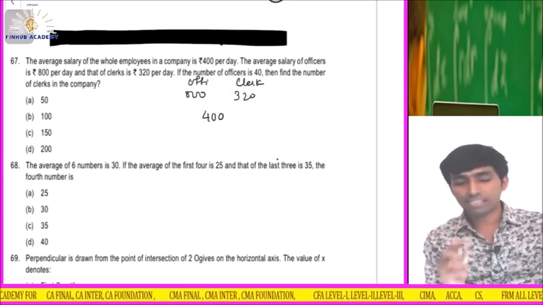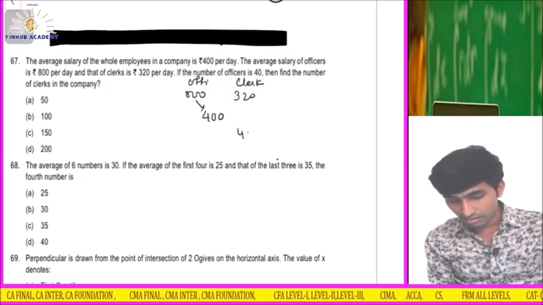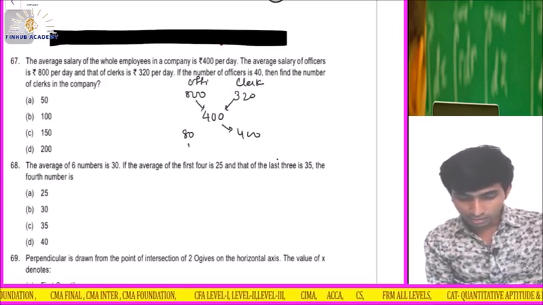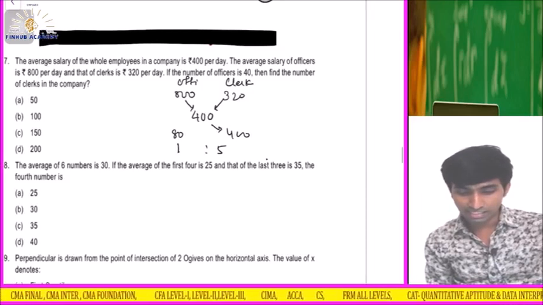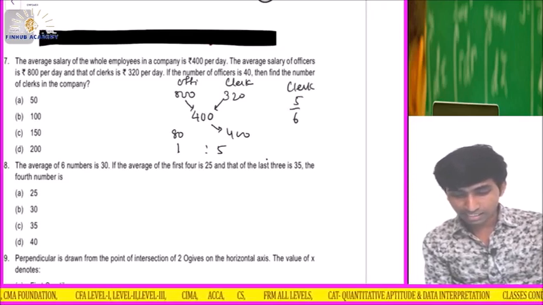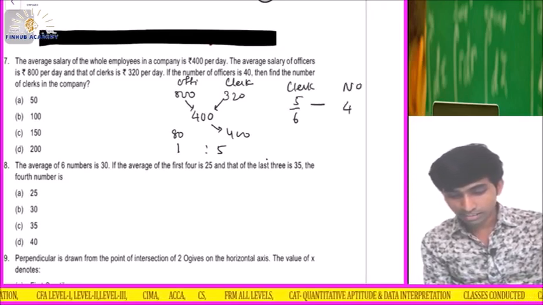So we can find easily the proportion. We take the difference here, write it here, 400 below the clerk. Take the difference here, this is 80, we'll write it here. So this is 1:5. Understood? Please understand. Clerks, proportion is how much? 5/6, and the number is how much? 40.